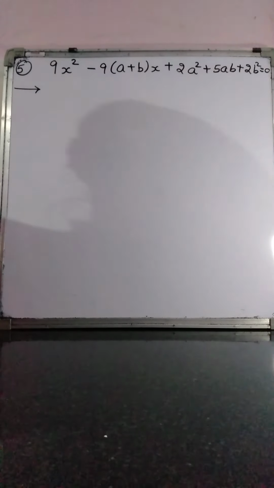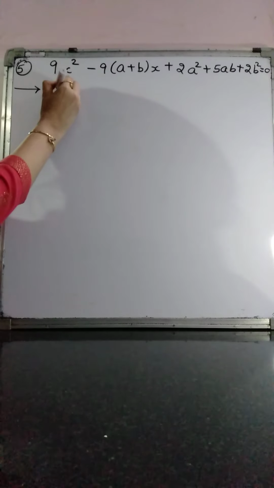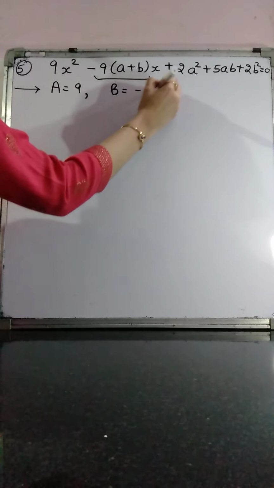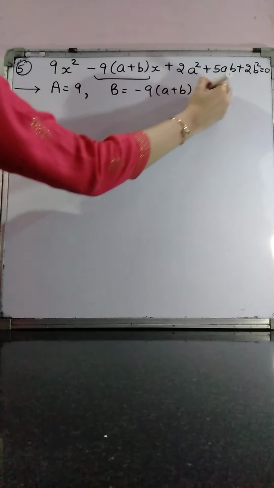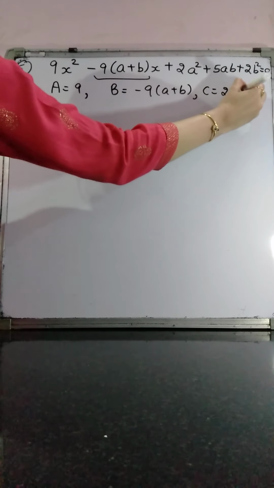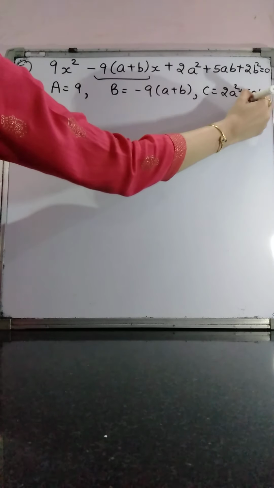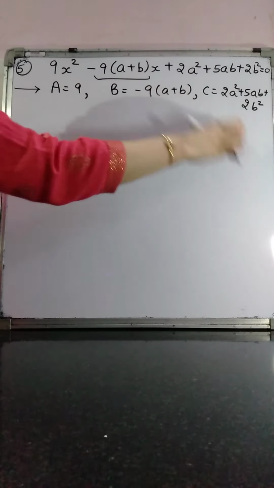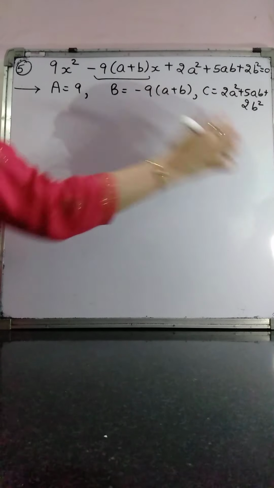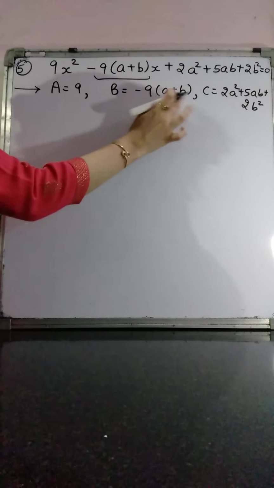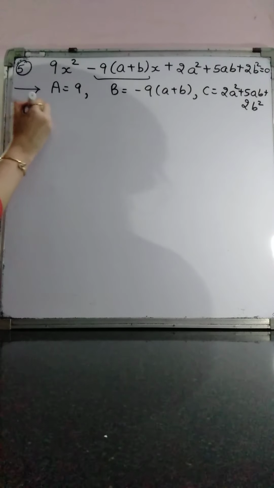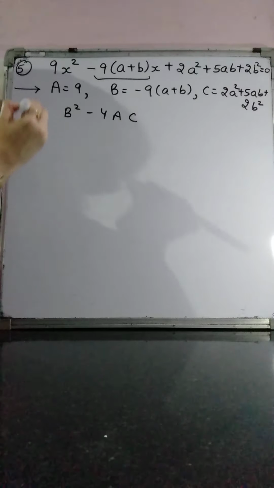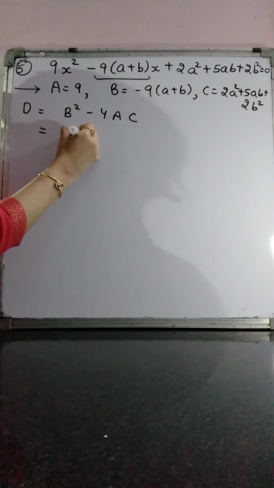Now fifth question is, first of all write the values of a, b and c. Here the trick is as such, if it is plus then the answer is going to come 9a minus b whole square. If it is plus, the value of D will be minus. Now let's solve it. b square minus 4ac. Now substitute the values.